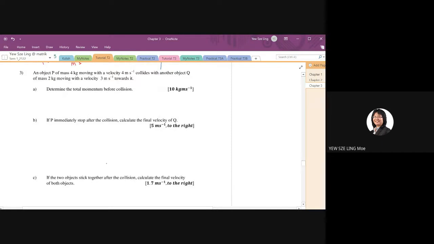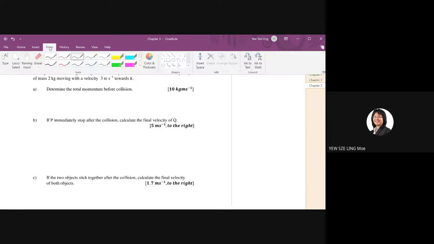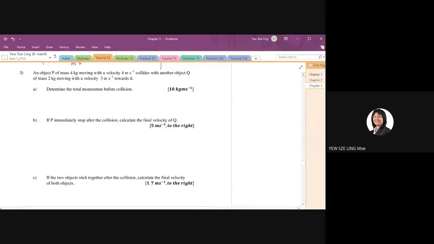Question 3. An object P of mass 4 kg, so I have now M P equals 4 kg, moves with a velocity of 4 meter per second, collides with another object Q. So M Q equals 2 kg, and it is moving with a velocity of 3 meter per second towards it.